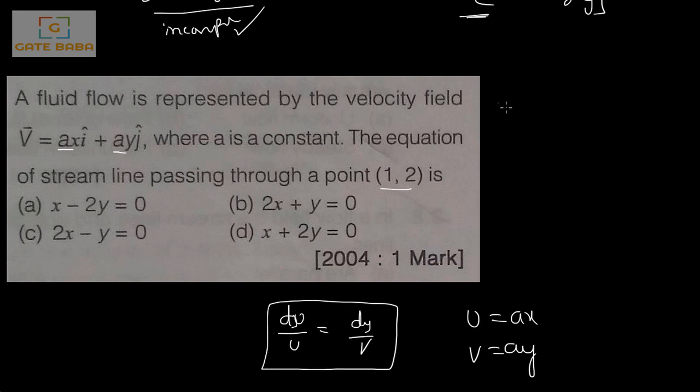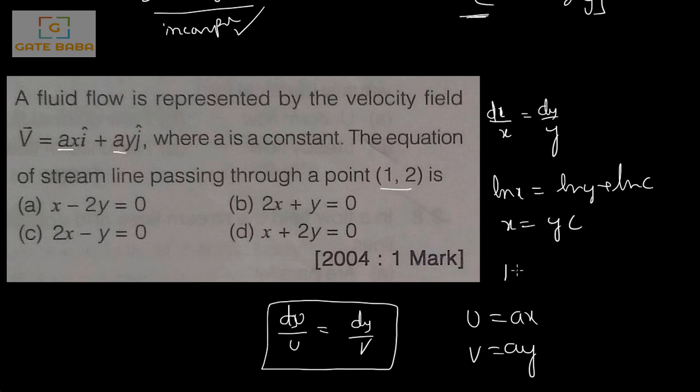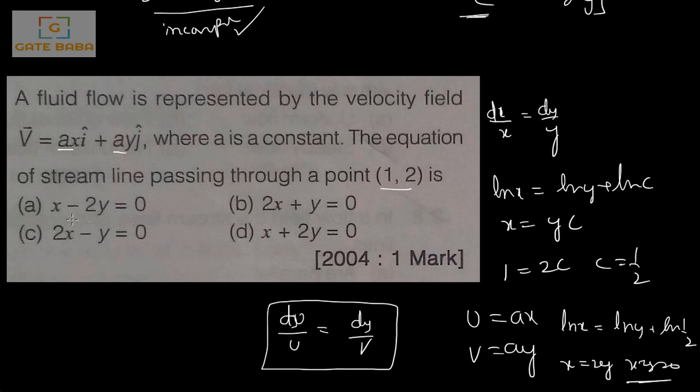I already solved this problem in the class itself. Let me solve it again. So dx by x equals dy by y. If I integrate, it is ln x equals ln y plus ln c, that is x equals yc. At point 1, 2: 1 equals 2c, so c equals 1 by 2. That means ln x equals ln y plus ln 1 by 2. I can write it as x equals 2y. That means x minus 2y equals 0. Yes, my guess is correct. Option A is correct. Okay, I already saw this question in the lecture.